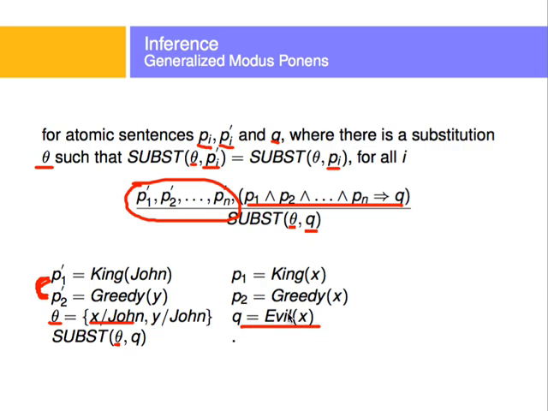See how algorithmic this is. If I can find substitutions here, and I know that these predicates are the same ones involved in a conclusion, then I can just substitute these variables into whatever variables are in this term Q and just conclude that and add it to the knowledge base. We're going to see an example of that.